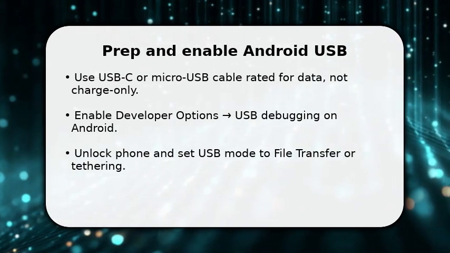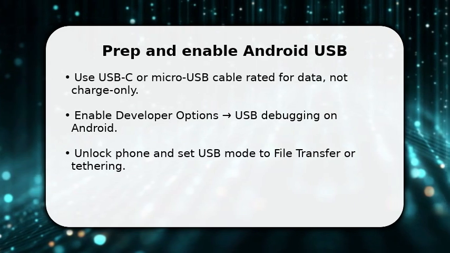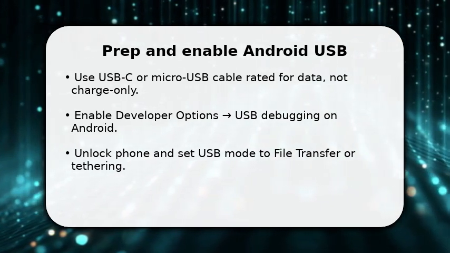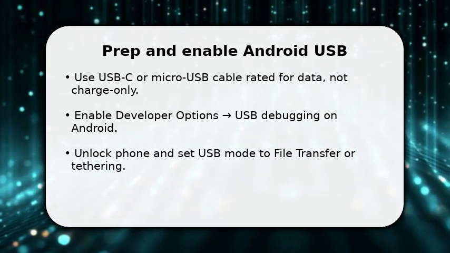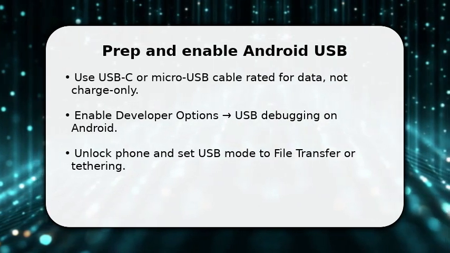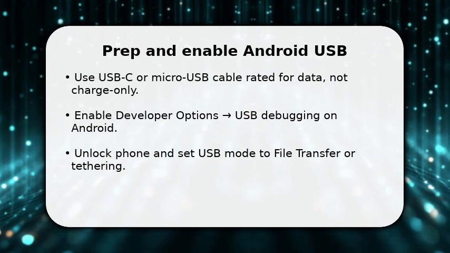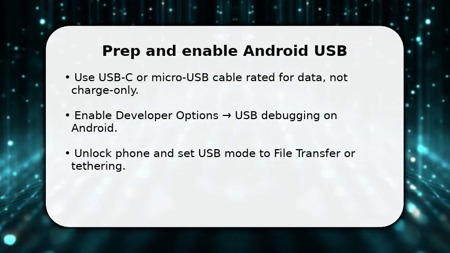Choose File Transfer or USB Tethering depending on the handset so the interface appears. Keep the phone unlocked while Mac OS detects the device. This step lets you move immediately into the network setup without delays.